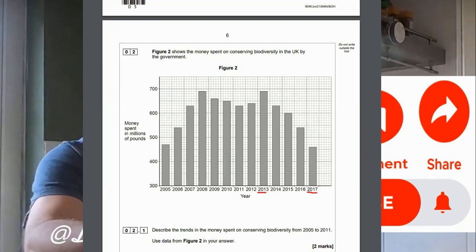So first thing, let's underline the year, 2013 to 2017. Draw a line across from 2013. That's 690 million. Okay. Now let's go to 2017. Let's draw a line across to the y-axis. And this is going to work out to be about 460 million. So we now know what the decrease was. It was from 690 to 460. How much did it decrease?